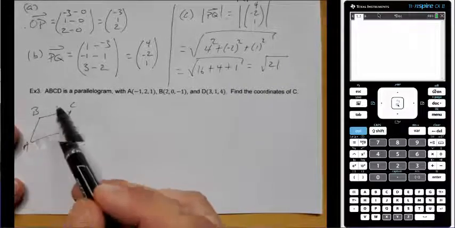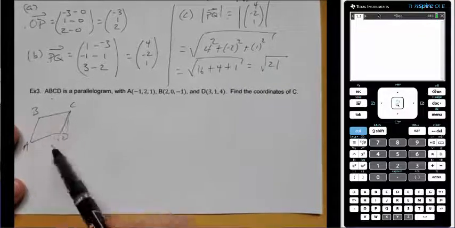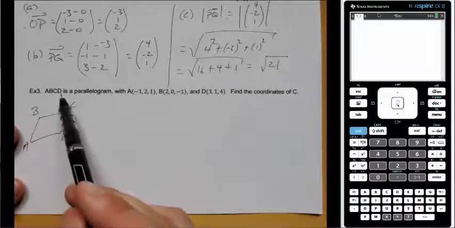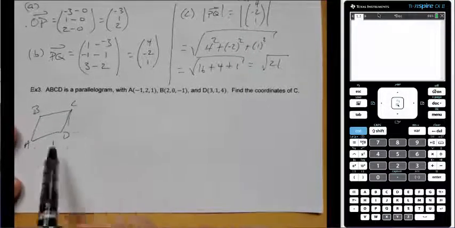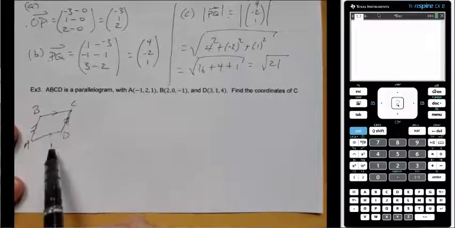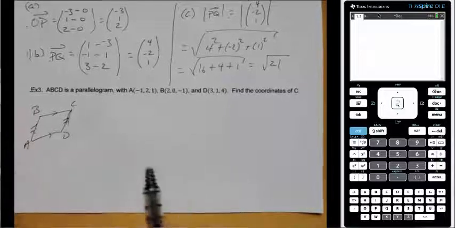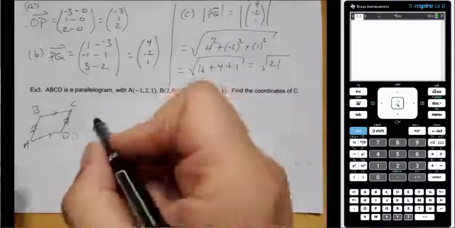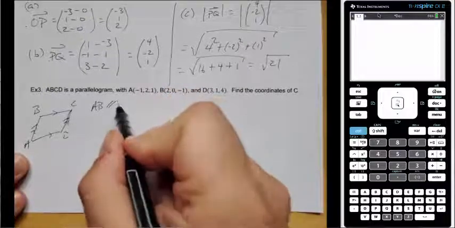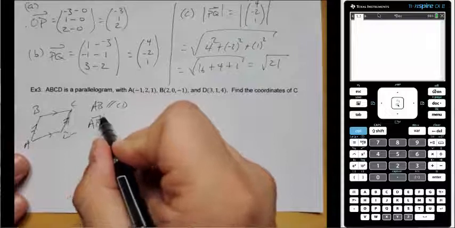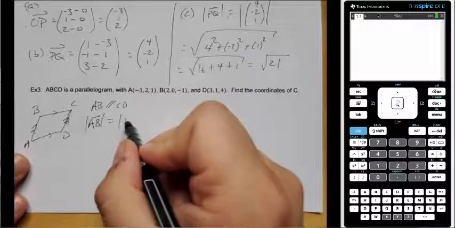So I could do A, B, C, D. What I would not do is A, B, D, C, because then I could not go around the parallelogram in this order. Also, opposite sides are parallel, and opposite sides are the same length. So in this picture, I know that side AB is parallel to CD, and also the length of AB is the same as the length of CD.